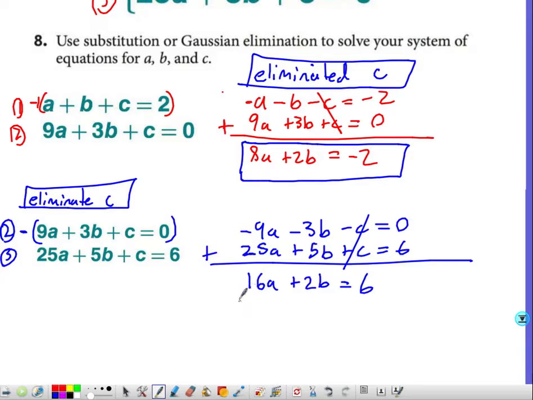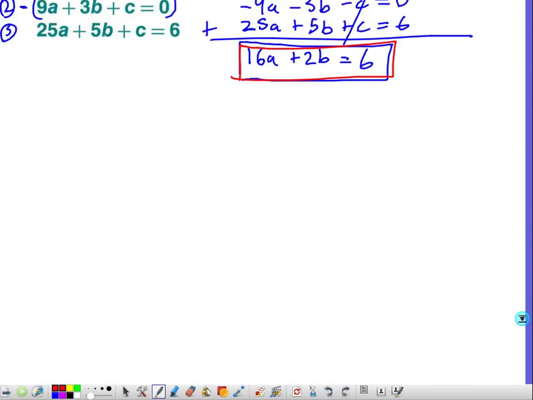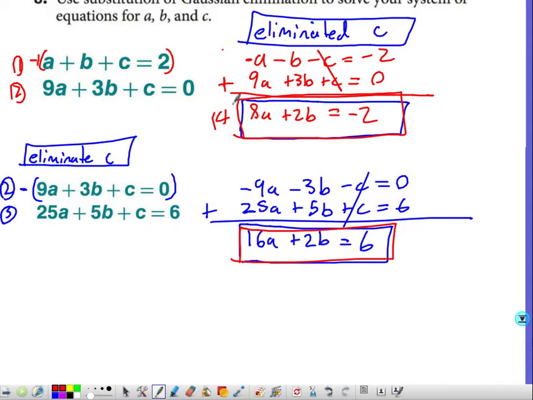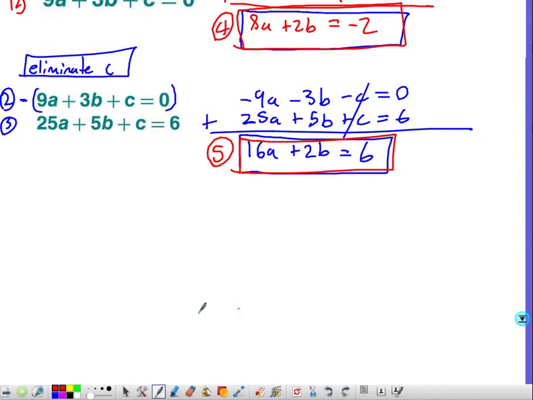Okay, so take a look at this now. Here are the two equations that we want to concentrate on now. Let's just call these equation 4 and equation 5, and let's go ahead and write them right on top of each other. 8a plus 2b equals -2. 16a plus 2b is equal to 6.